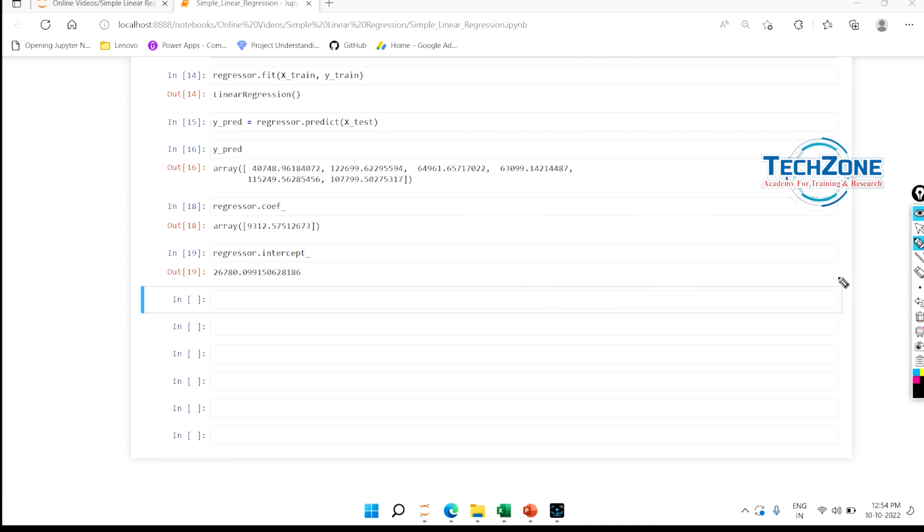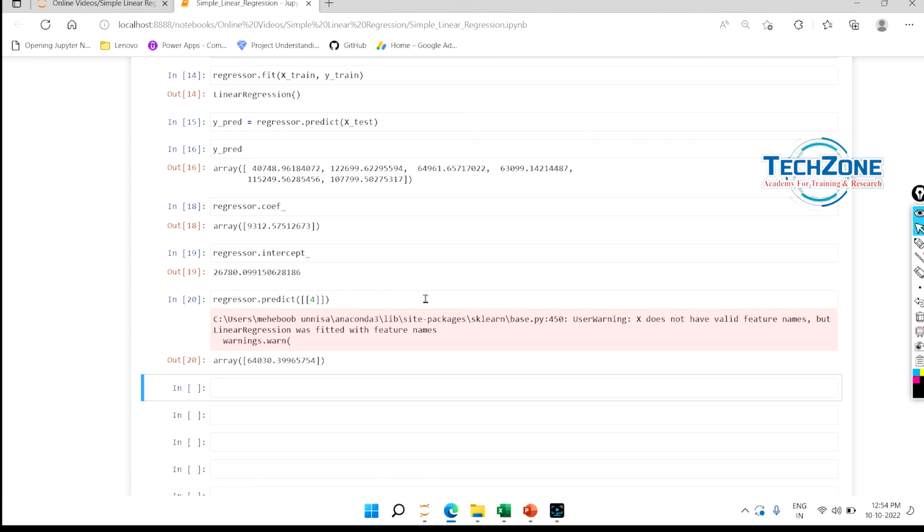Let us go ahead and write one example here. What we'll do is regressor dot predict. Let us predict what the salary will be if someone has 4 years of experience. So see here, this is the salary. When you have 4 years of experience, our model is telling that the salary should be 64,030. Don't worry about this, these are just warnings. I hope this is clear.